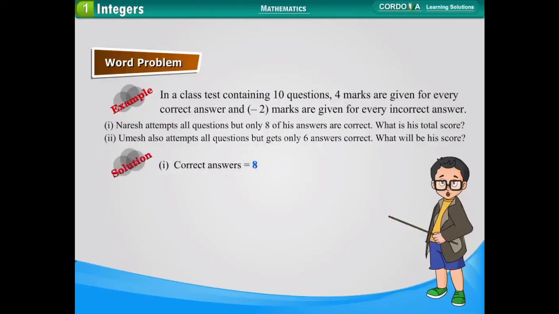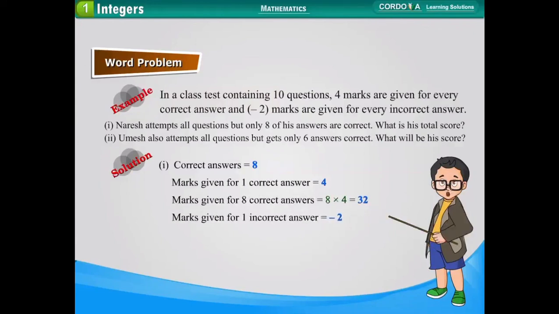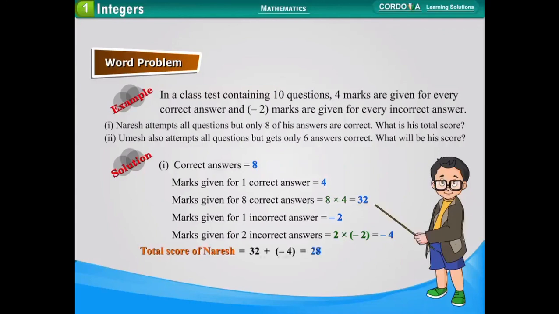Solution: correct answers is equal to 8. Marks given for 1 correct answer, 4. Marks given for 8 correct answers is equal to 8 into 4, which is equal to 32. Marks given for 1 incorrect answer is equal to -2. Marks given for 2 incorrect answers is equal to 2 into -2, which is equal to -4. Total score of Naresh is equal to 32 plus -4, which is equal to 28. Therefore, the total score of Naresh is 28.